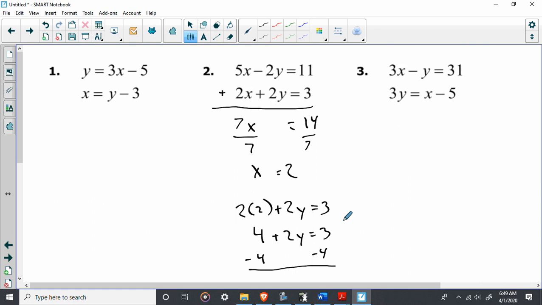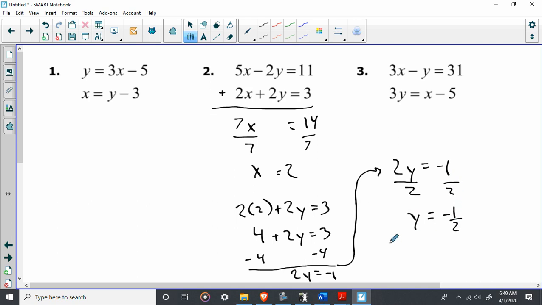What are we going to get? Sorry, I'm just going to continue this. 2y is equal to negative 1. Let's divide by 2. We'll find out that y is equal to negative 1/2. Okay. Now listen, especially for you guys at your level of math, whenever you get a fraction, let's double check that. So let's check it over here.